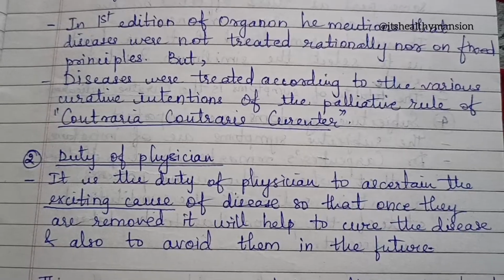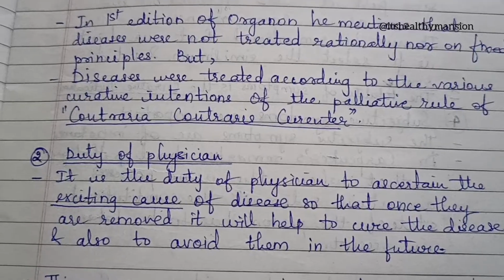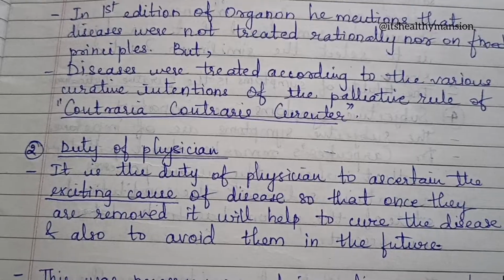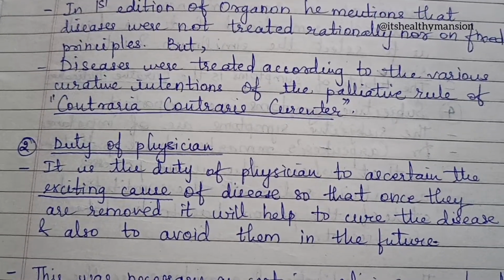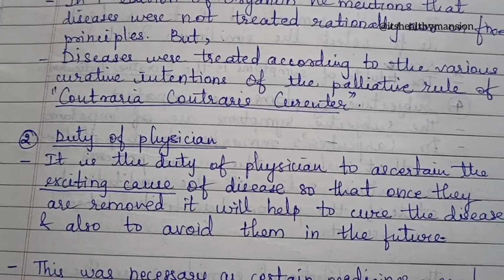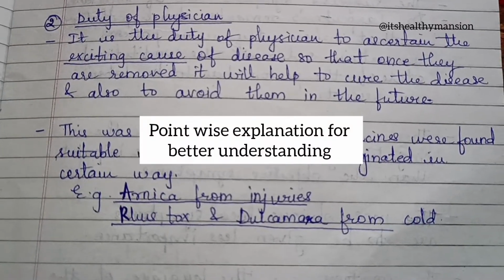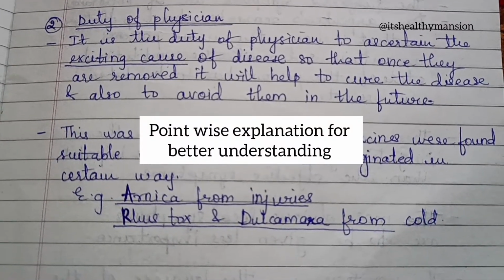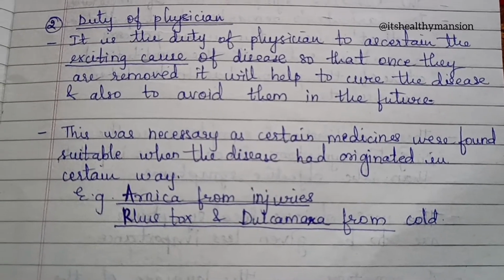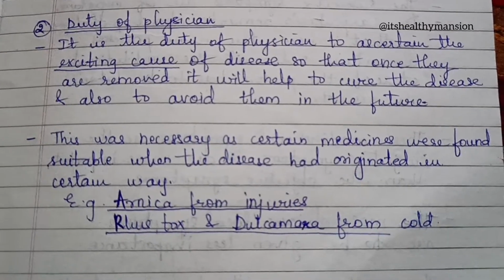In the first edition of the Organon, he mentions that diseases were not treated rationally nor on fixed principles, but were treated according to the various curative intentions of the palliative rule of contraria contrariis curentur. Further, I have explained every point wise, but usually in Richard Hughes' textbook there is no point wise given. So this might help to learn, understand and write in the exam.